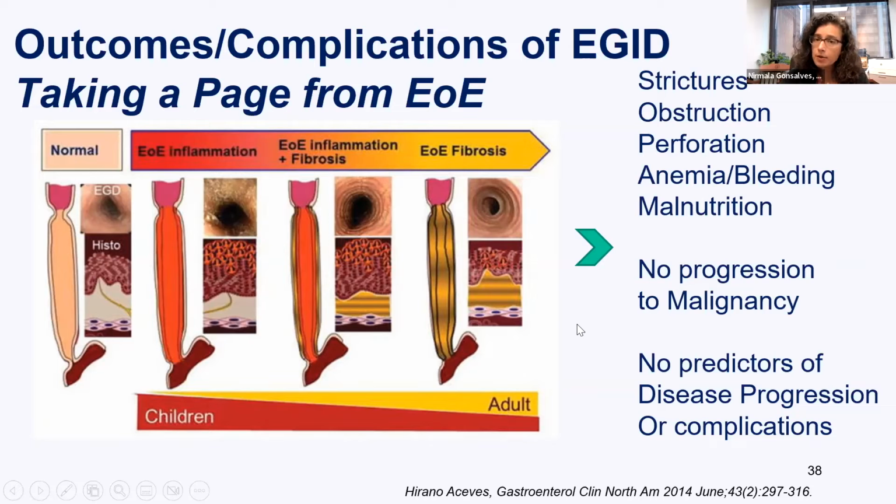This is probably similar to what's happening in non-EOE EGIDs, and complications can include strictures, obstruction, perforation, anemia, bleeding, and malnutrition. Thankfully, similar to EOE, there's been no progression to malignancy that we've seen. And similar to EOE, there have been no predictors of disease progression or complications.